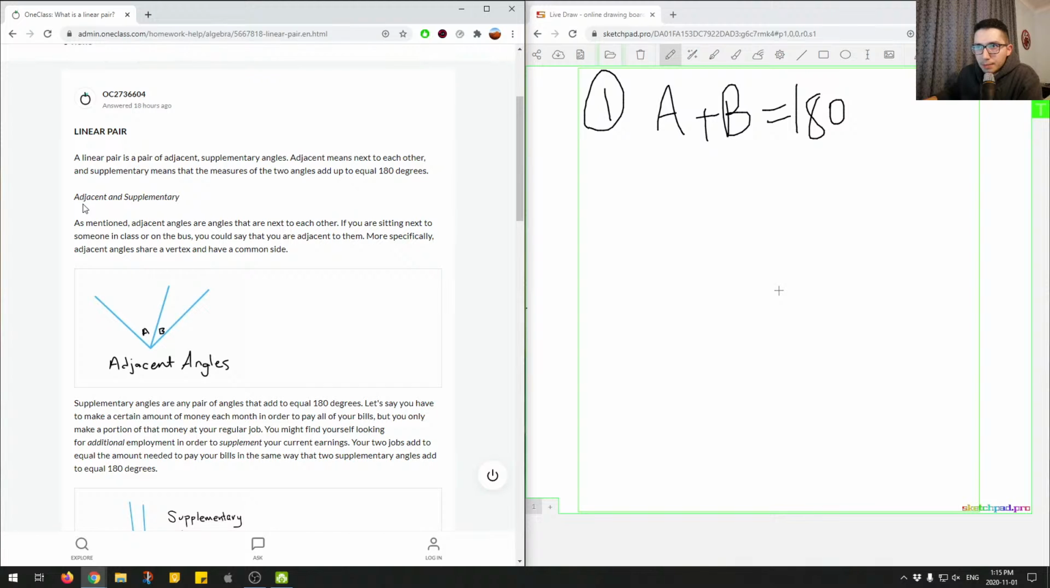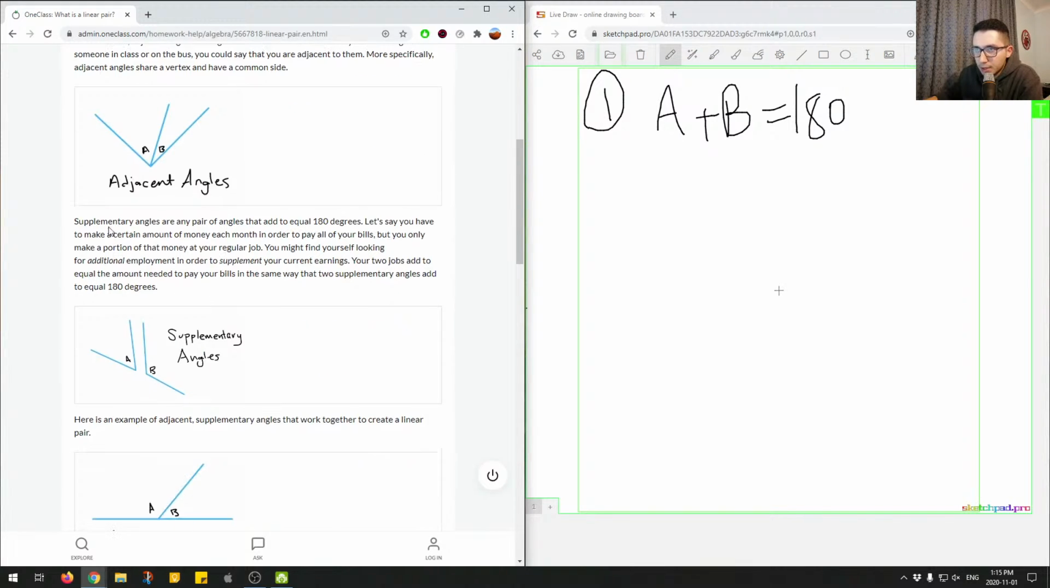So here, adjacent and supplementary. As mentioned, adjacent angles are angles that are next to each other. If you are sitting next to someone in class or on the bus, you could say that you're adjacent to them. More specifically, adjacent angles share a vertex and have a common side. So here they're showing the definition of an adjacent angle. You can see that these two angles, angle A and angle B, are next to each other, and in this scenario, it's a 90-degree angle. Later on, we'll describe what a linear pair is.